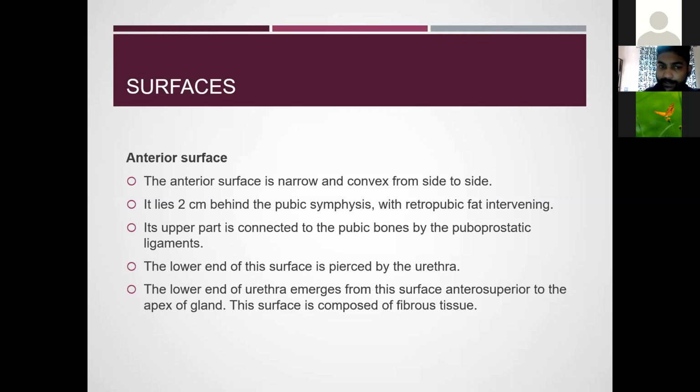So the anterior surface of the prostate is convex from side to side. It lies 2 cm behind the pubic symphysis, and it is separated from the pubic symphysis by the retropubic fat. The upper part is connected to the pubic bone by the puboprostatic ligament. The lower part of the surface is pierced by the urethra.